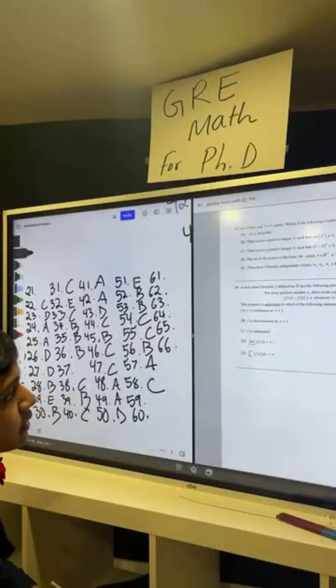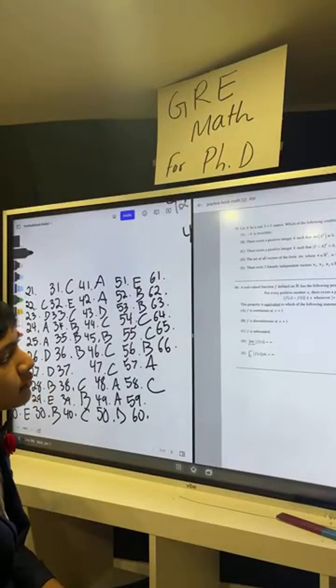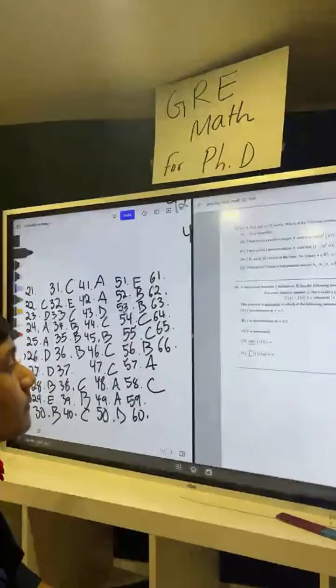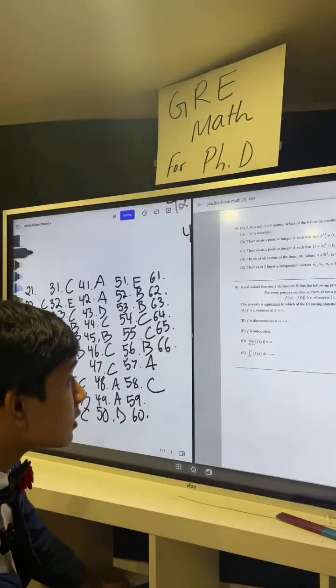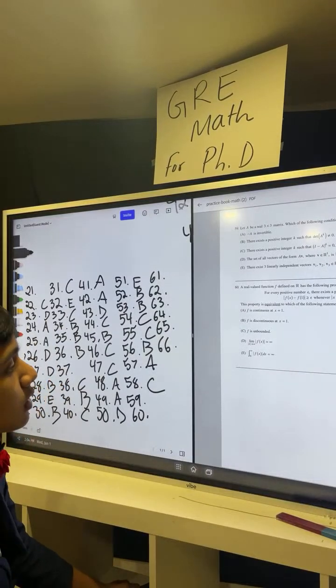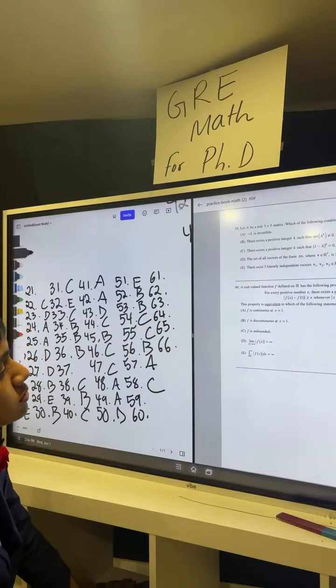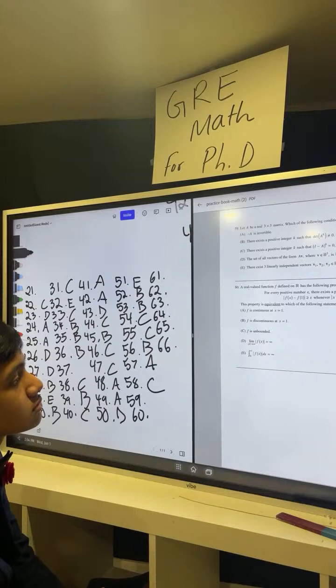That's the epsilon delta thing. Okay. This property is equivalent to which of the following statements? Wait, f of x. Oh, that's a greater than or equal to sign? That means it could be unbounded. But it's not equivalent to that.